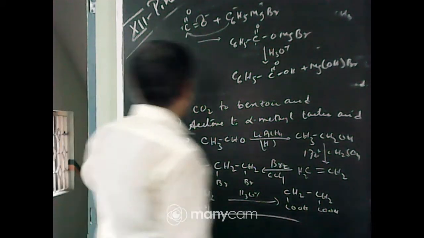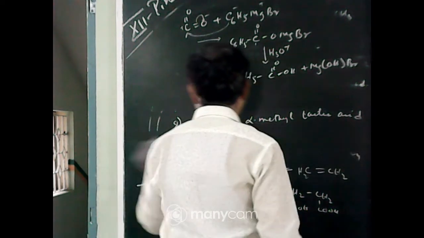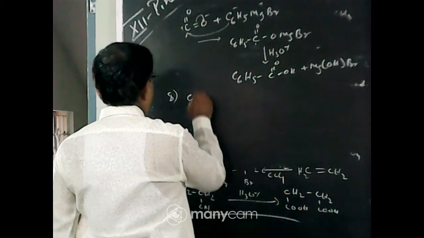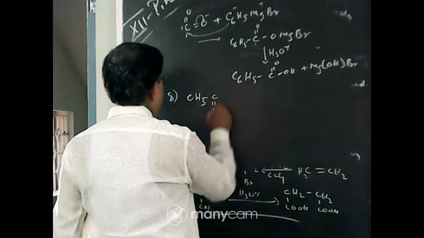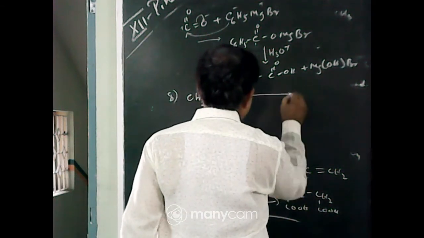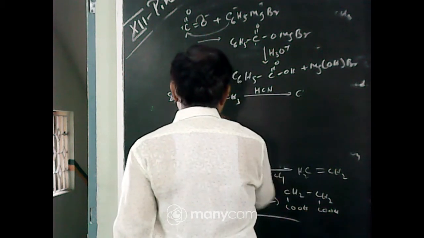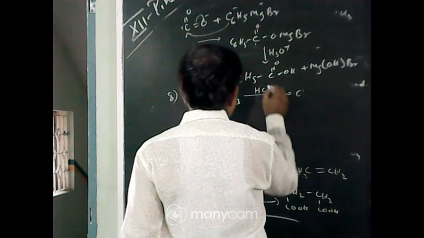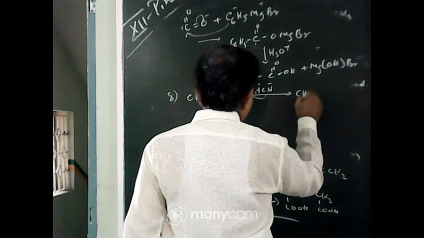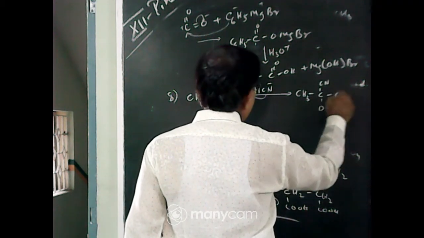And last one, acetone to alpha methyl lactic acid. Question number 8, acetone. What is the formula? CH3COCH3. It undergoes addition reaction with HCN. So this will be negative, this is positive, CN minus, H plus. This negative attacks this carbon. The product is CH3, C(CN)(OH), CH3.